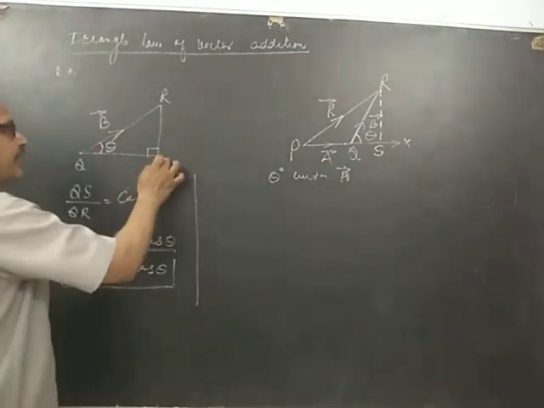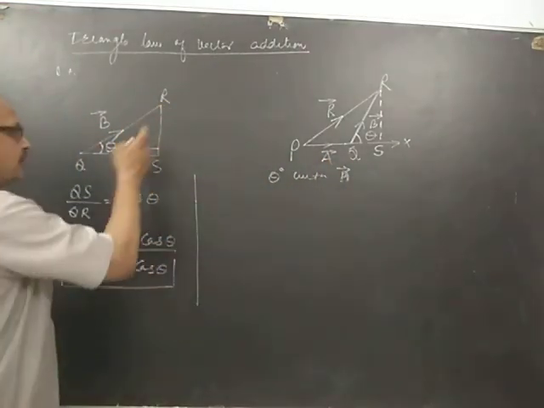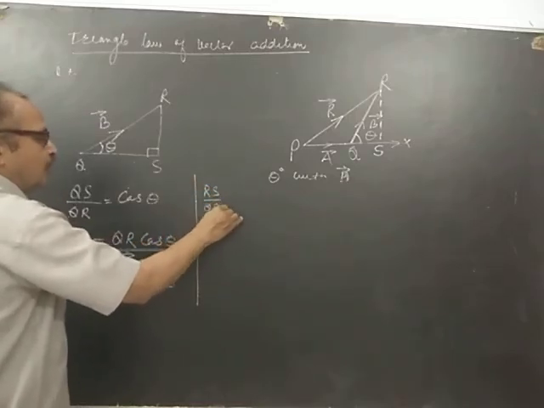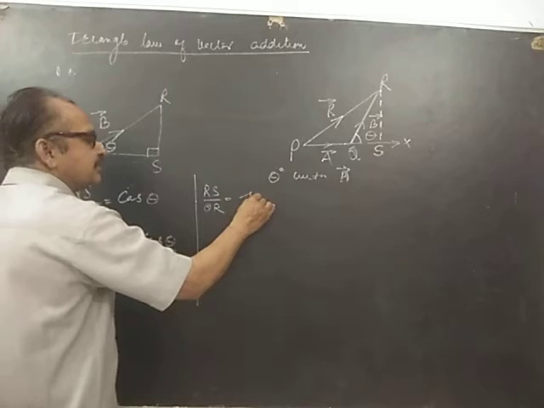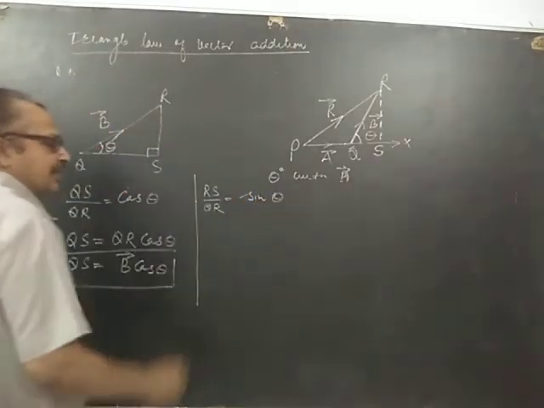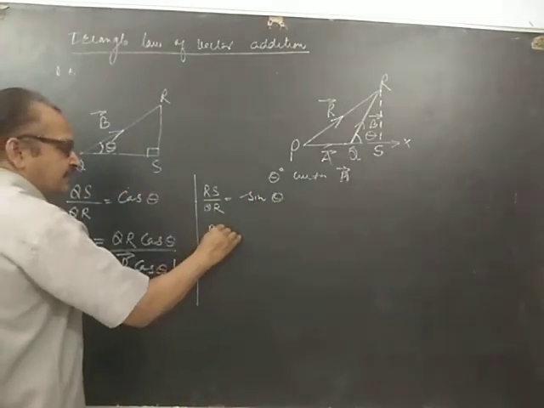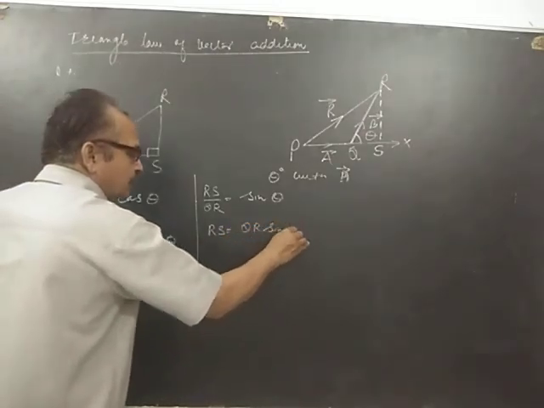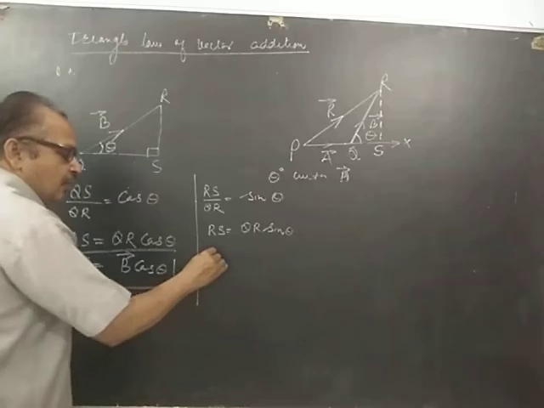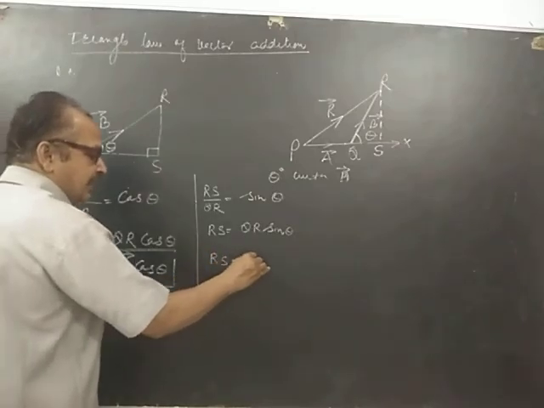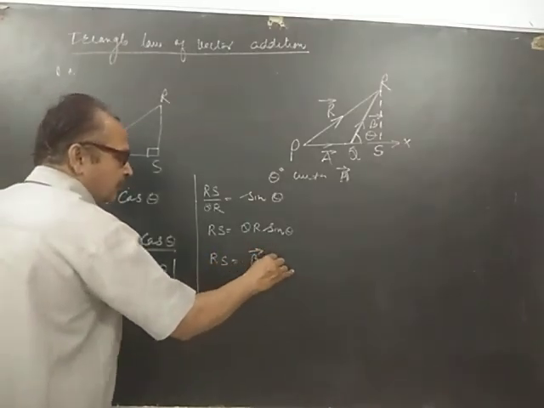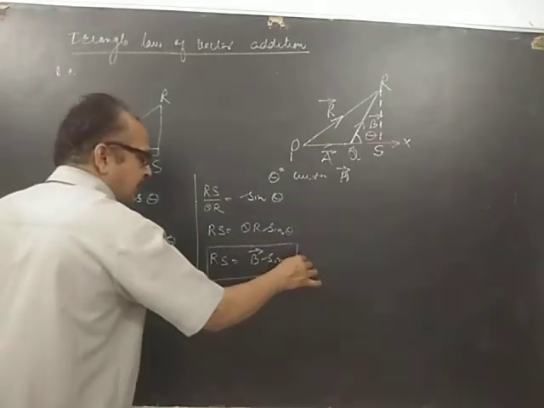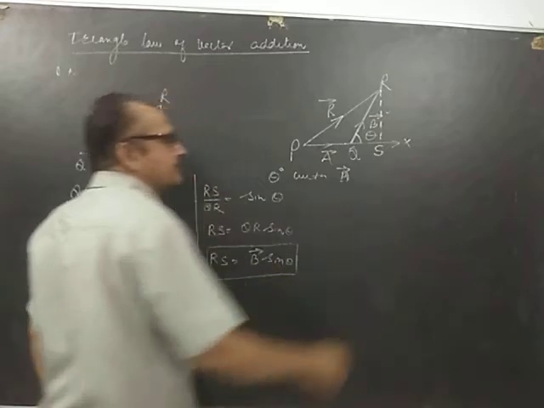In the same manner, I can find RS. So what is now RS over QR? Perpendicular over hypotenuse. Shabash. That is sin theta. And RS will be equal to QR sine of theta. That means RS will be equal to B sine of theta. So this is also obtained. Any doubt?